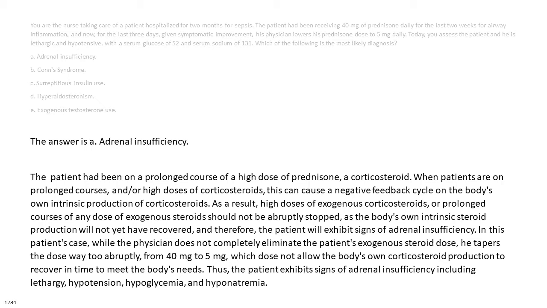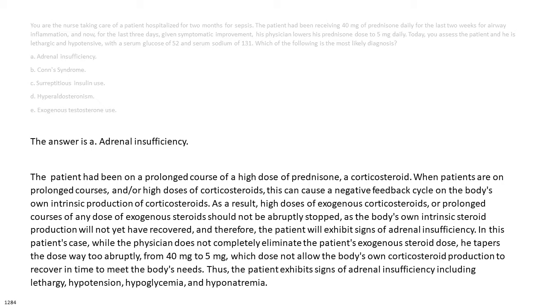corticosteroids. As a result, high doses of exogenous corticosteroids, or prolonged courses of any dose of exogenous steroids, should not be abruptly stopped, as the body's own intrinsic steroid production will not yet have recovered, and therefore the patient will exhibit signs of adrenal insufficiency. In this patient's case, while the physician does not completely eliminate the patient's exogenous steroid dose, he tapers the dose way too abruptly, from 40 mg to 5 mg, which does not allow the body's own corticosteroid production to recover in time to meet the body's needs.